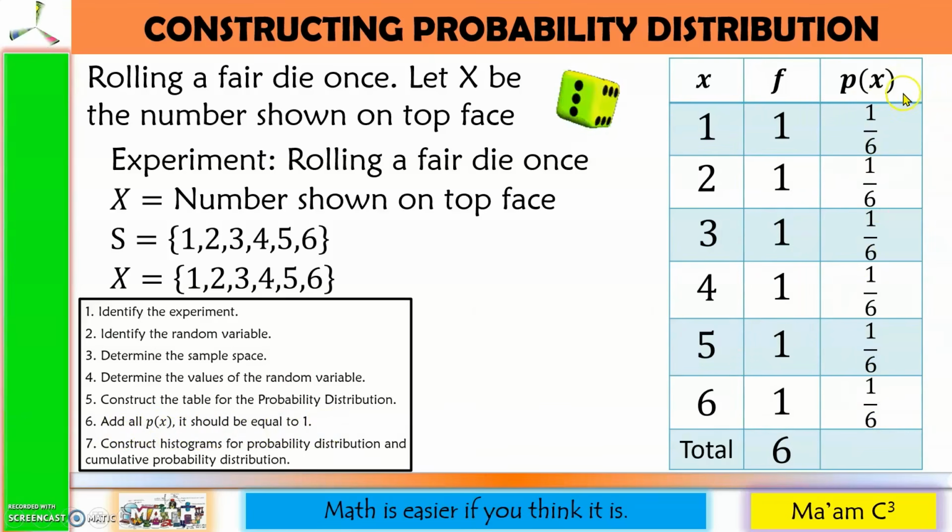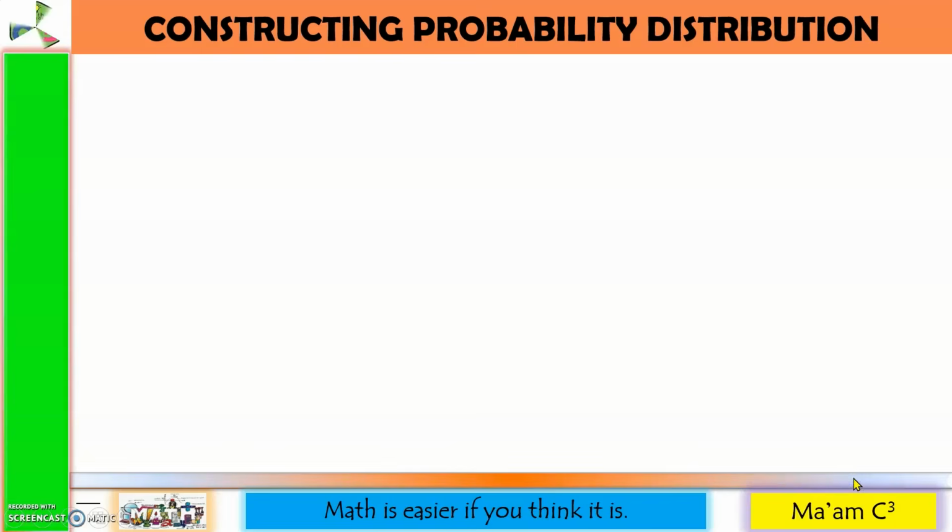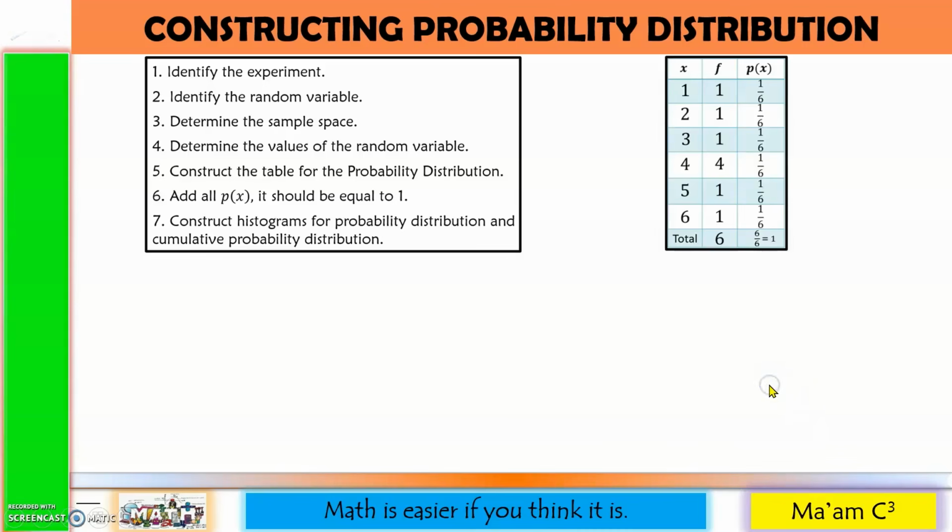Since these are all similar fractions, we just have to add the numerators. So 1 plus 1 plus 1 plus 1 plus 1 plus 1. And that would be 6. Divided by, copy the denominator, 6 over 6 or equal to 1. Let us continue. So again, here is our probability distribution.